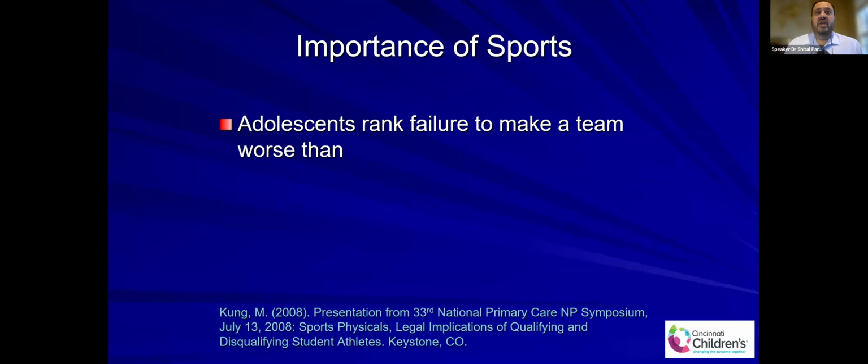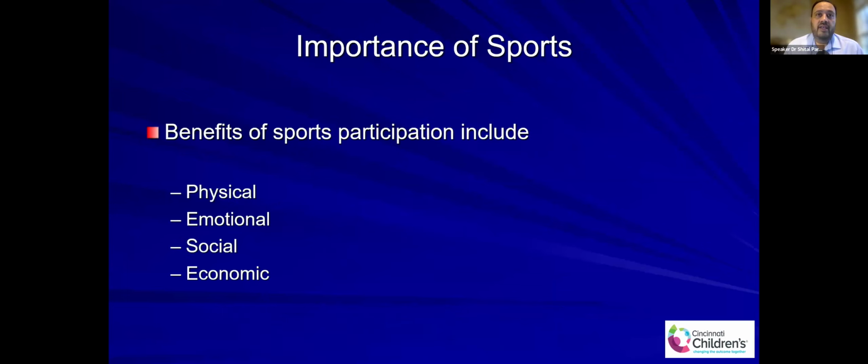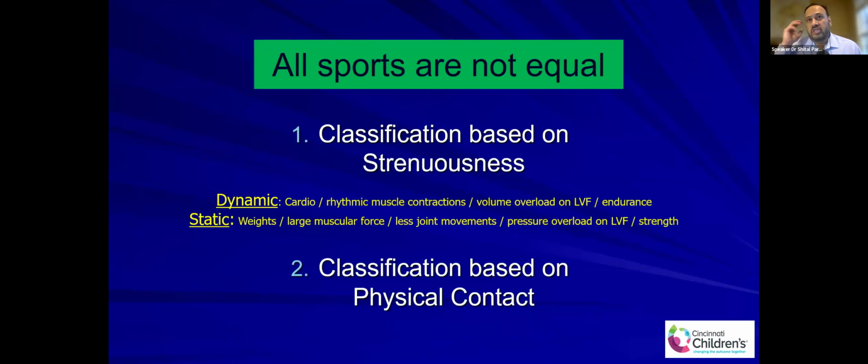Adolescents rank the failure to make a team worse than failure to pass a grade in school, separation from parents, or death of a close friend. That's how important adolescents rank sports. The benefits of sports include physical, emotional, social, and economic. But all sports are not equal. Sports are classified based on strenuousness, which is dynamic or endurance, and static, which is strength. And they are also classified based on contact.